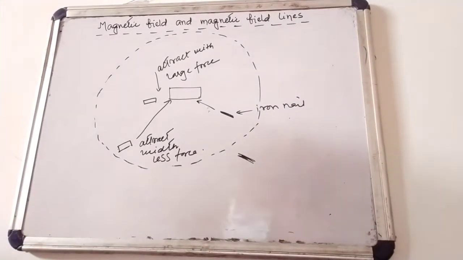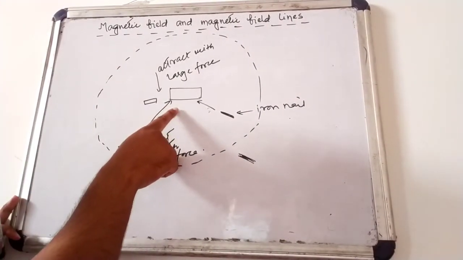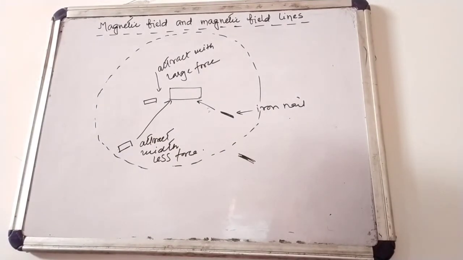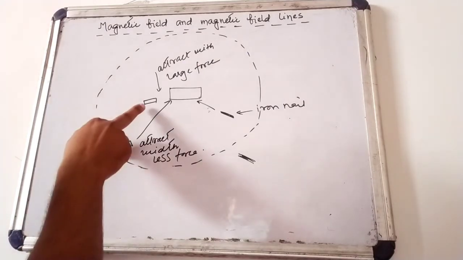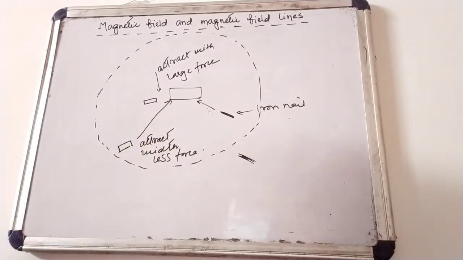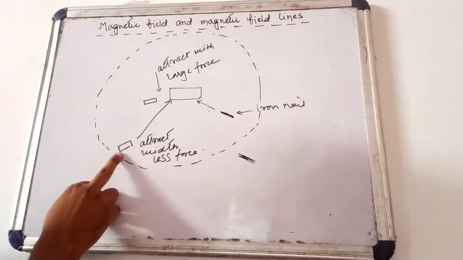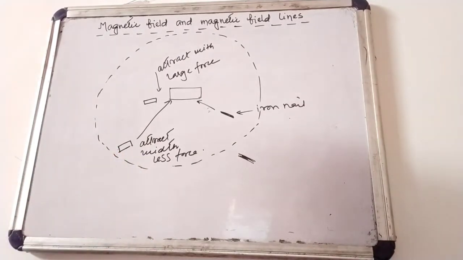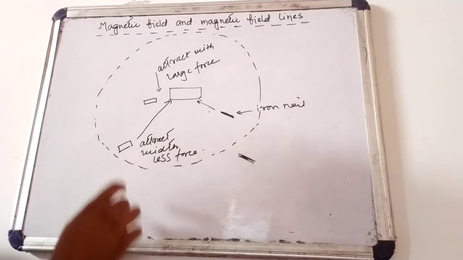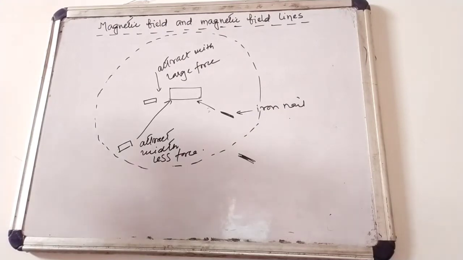The reason is that near the magnet, the value of the magnetic field, or strength of the magnetic field, is more, and as we go further, or as we increase the distance, the strength of the magnetic field decreases. That is why the iron piece placed near the magnet is attracted with a larger force, and the iron piece placed at a little distance from the magnet is attracted with a little less force.